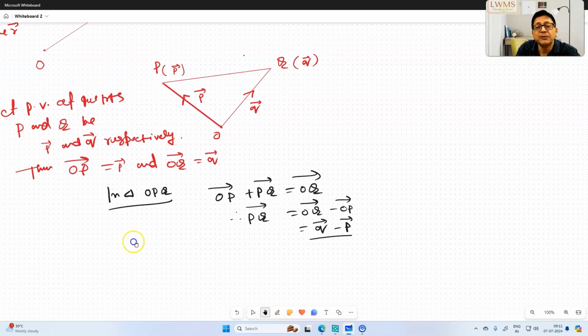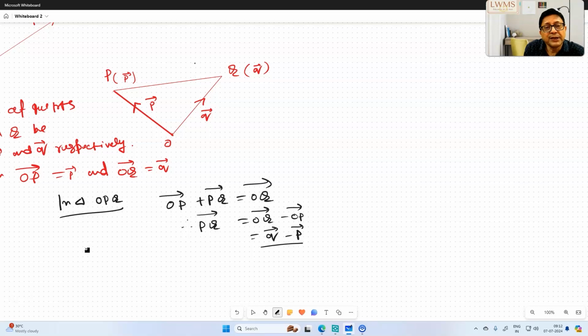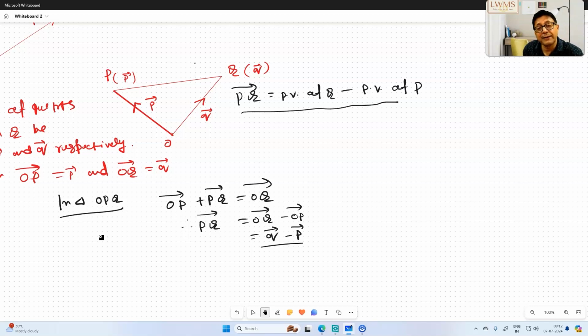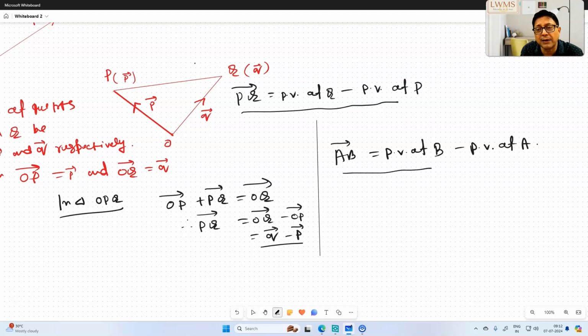Alright, so this will look like a formula now. If they have asked you to find vector PQ, then you will write vector PQ is equal to the position vector of Q minus the position vector of P. This will be like a formula only. Suppose somebody has asked you to write what vector AB is. Then vector AB will be the position vector of B minus the position vector of A. The second point comes first.